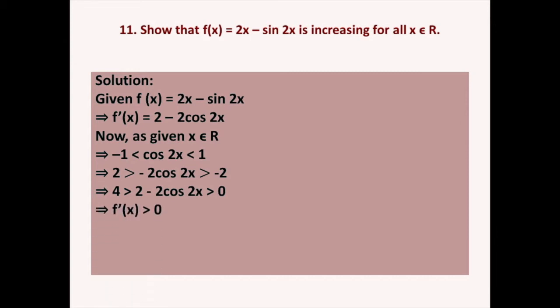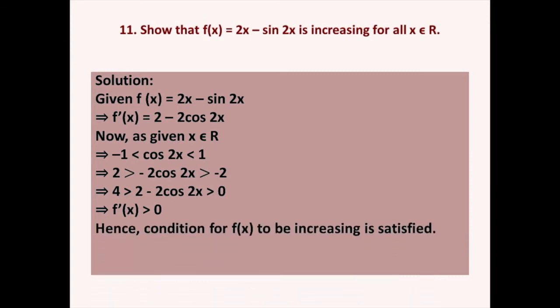So my inequality is now 4 greater than 2 minus 2 cos 2x greater than 0, which shows that f'(x) is greater than 0. And this is the condition for any function to be increasing, if f'(x) is greater than 0. So now I've noticed over here that f(x) is increasing on the interval of x belonging to R.